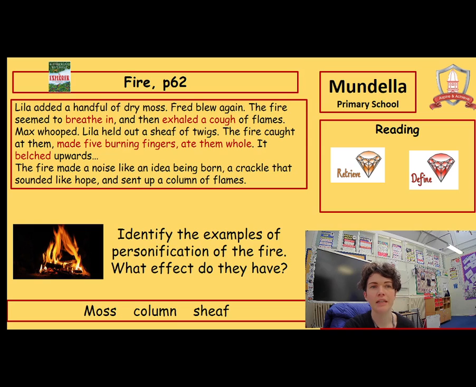Right, so the examples here I have highlighted in red. So that the fire breathes in is an example of personification, as is the fact that it exhales a cough, so it gives out a cough. The fire makes 5 burning fingers and it eats. The fire catches on the 5 twigs, like they're like fingers, and the fire eats them whole. And then as a result, the fire belches upwards.